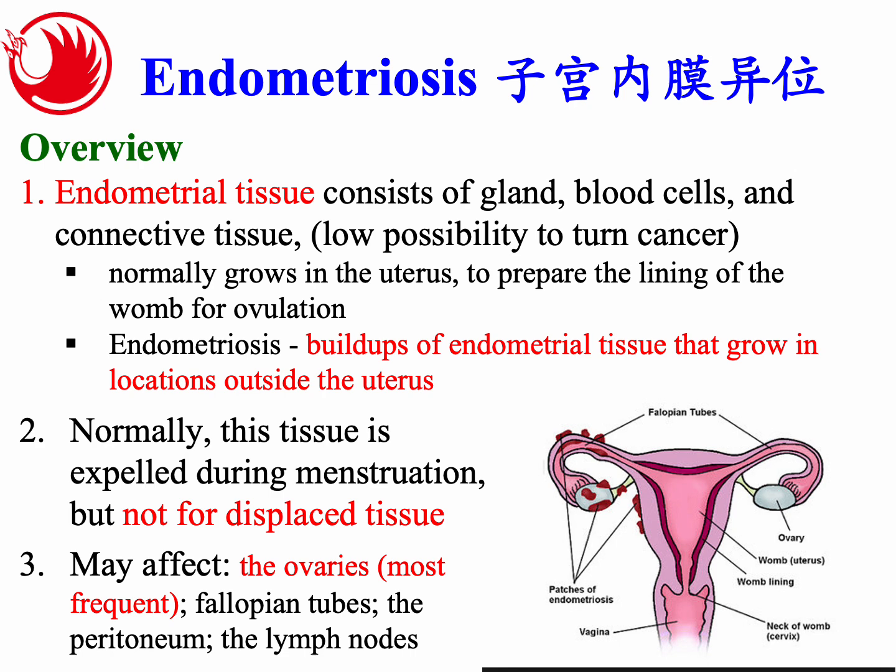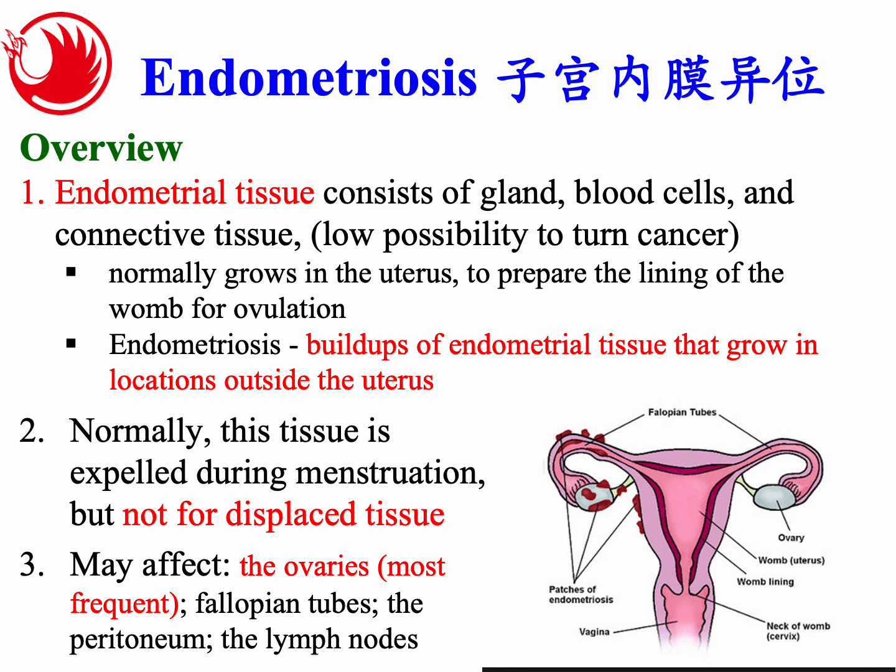Endometriosis occurs when endometrial tissue grows outside of the uterus. This build-up can appear in various locations in the body. Normally, endometrial tissue is expelled during menstruation, but some of the tissue cannot be expelled and still remains in the body.